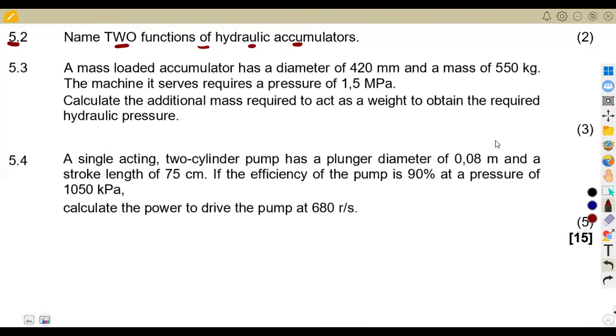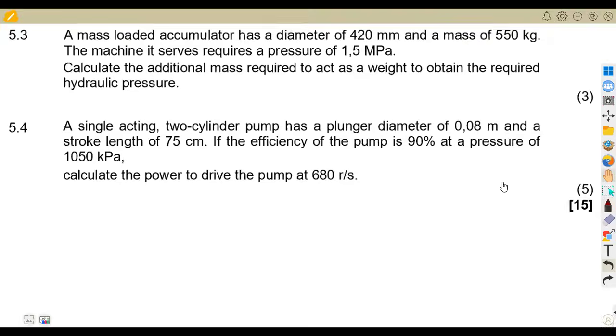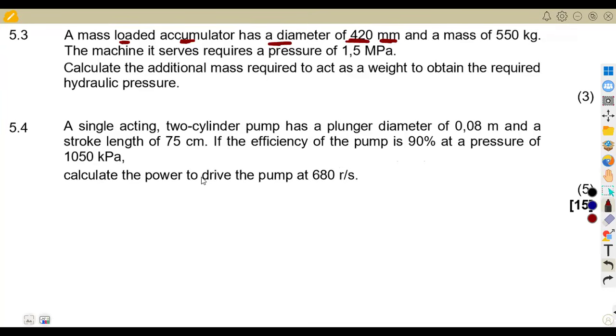All right, that is the functions of a hydraulic accumulator. Then on 5.3, which is the one that has to do with the hydraulic accumulator, we are given a mass-loaded accumulator with a diameter of 420 millimeters and a mass of 520 to be applied.